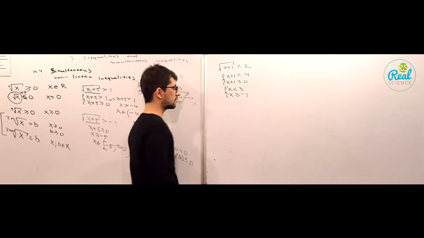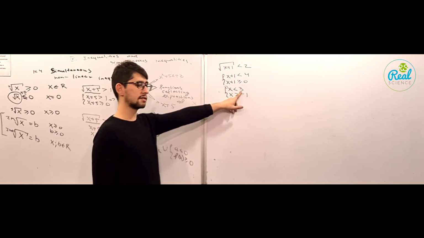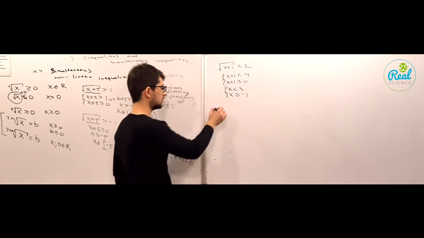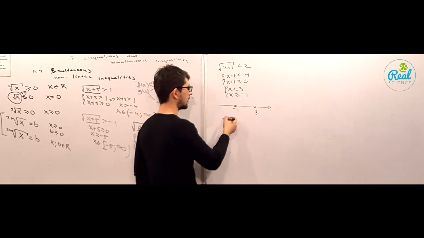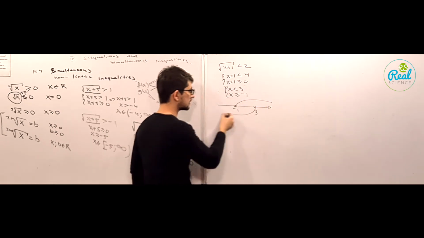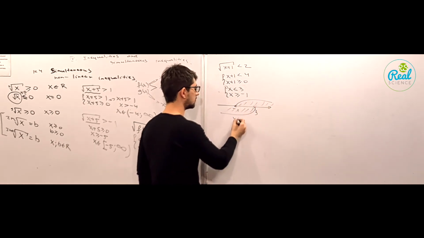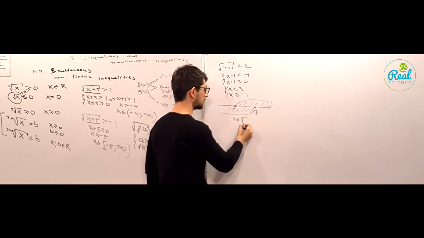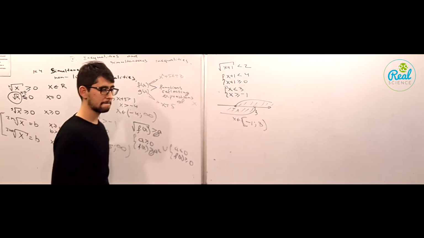So it means you have such x that is greater than minus 1 and less than 3. Minus 1 is included, less than 3 and greater than minus 1. Your x falls within the interval starting from minus 1 till 3. 3 is not included.